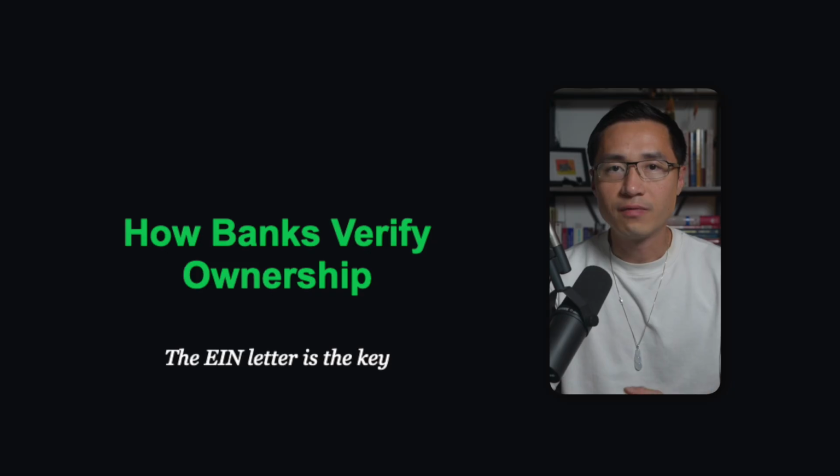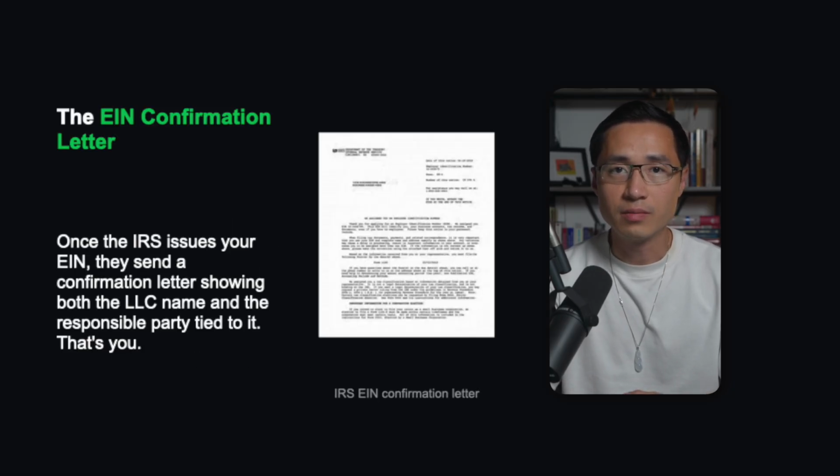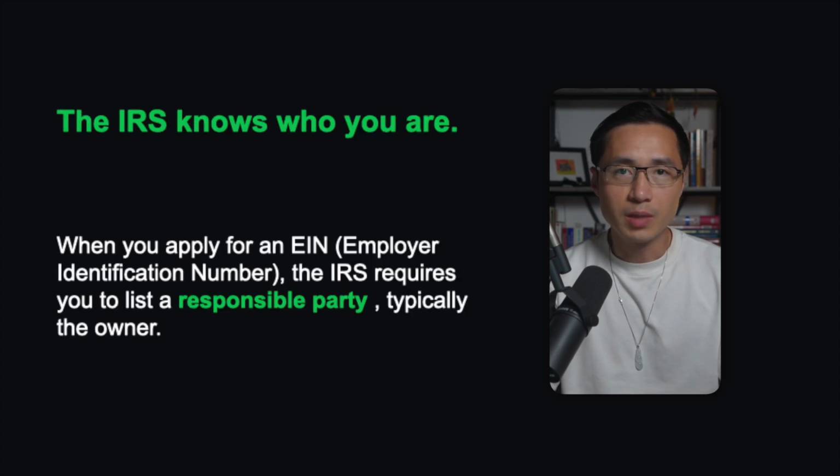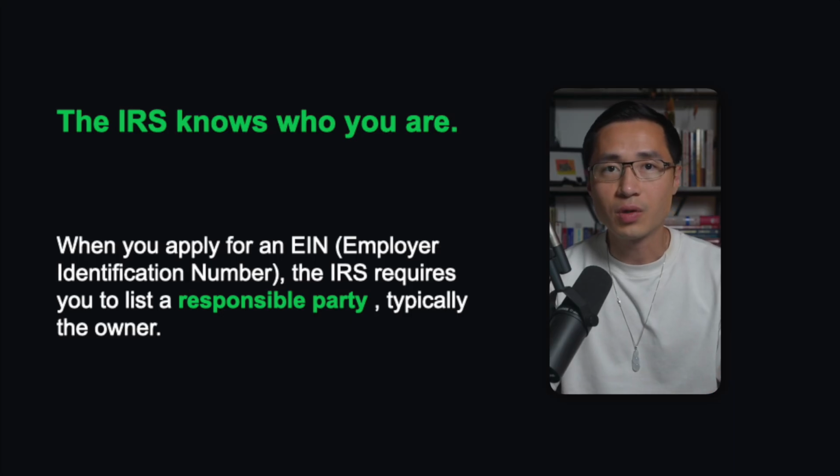So the way banks verify ownership of an anonymous LLC is through the EIN confirmation letter, and that is issued by the IRS. When you create the LLC, especially in states like Wyoming, Delaware, and New Mexico, your personal name typically does not appear in the public records. But when you apply for the EIN, that's your employer identification number, the IRS requires you to list a responsible party on the application. That's typically the owner of the company.